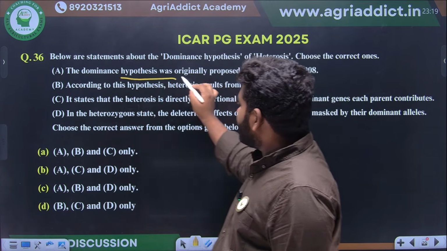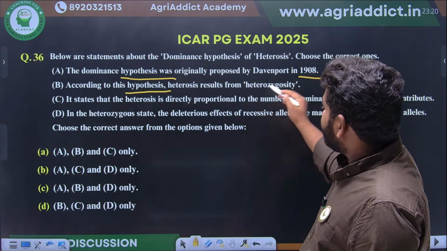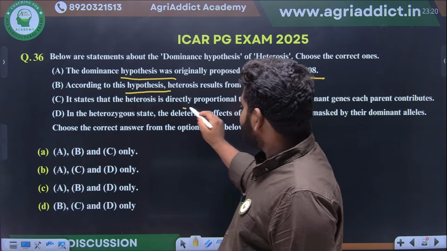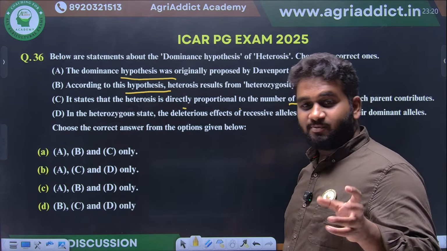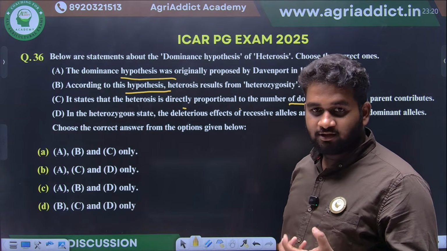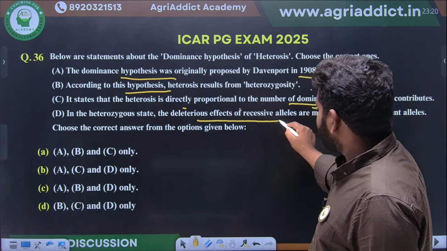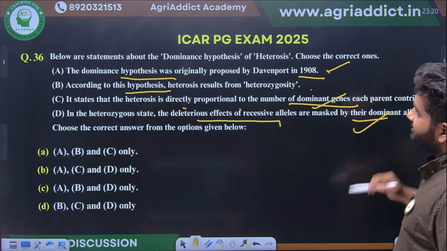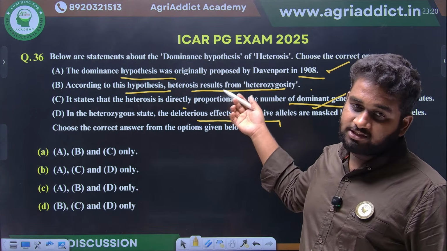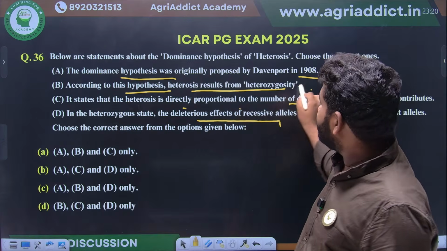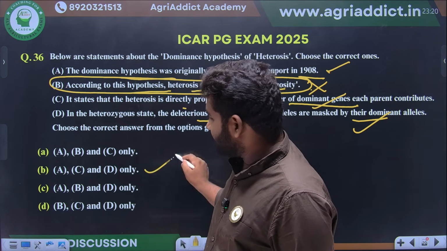Again, the dominance hypothesis was originally proposed by Davenport in 1908, as I told. According to this hypothesis, heterosis results from heterozygosity. It states that heterosis is directly proportional to the number of dominant genes. Whether dominant homozygous or dominant heterozygous, we do not care about it, only the number of dominant genes. It is correct. In the heterozygote state, the deleterious effects of recessive alleles are masked by their dominant alleles. Again, it is correct, but it is not a result of heterozygosity itself. It is due to the overdominance hypothesis. So you just have to ignore this second statement. ACD is your correct option.